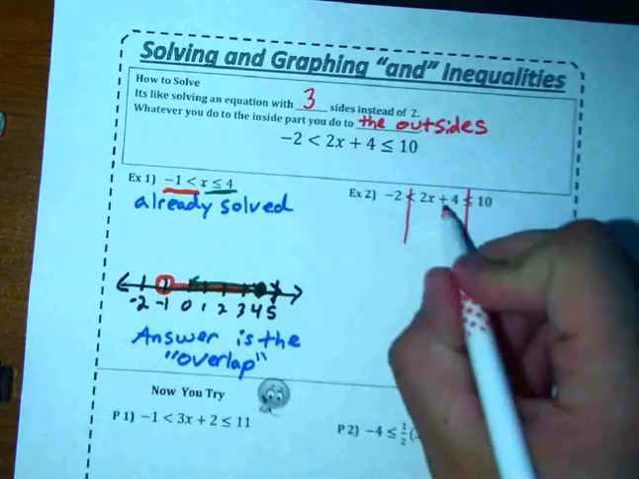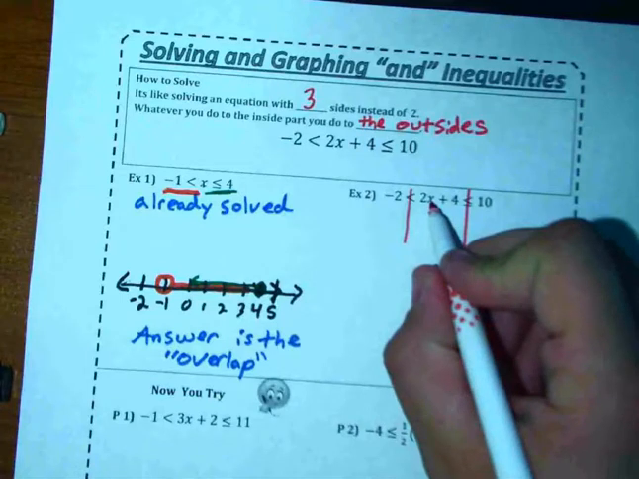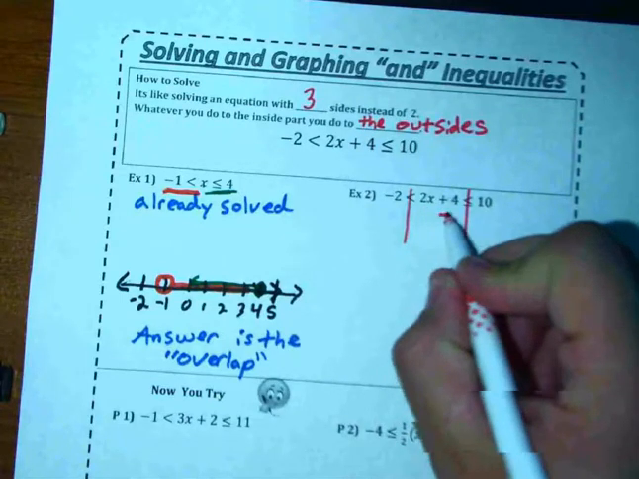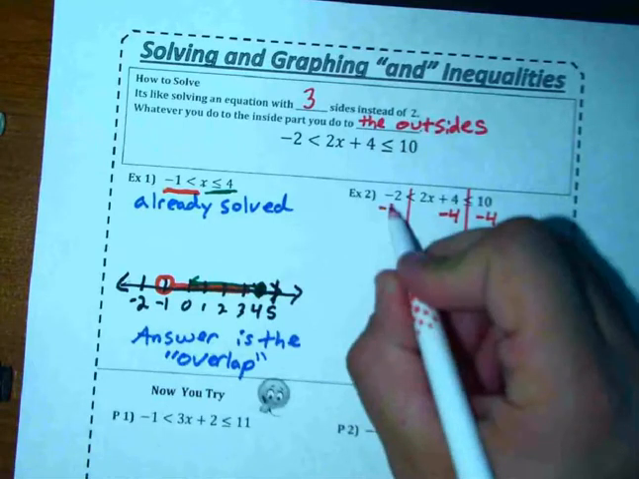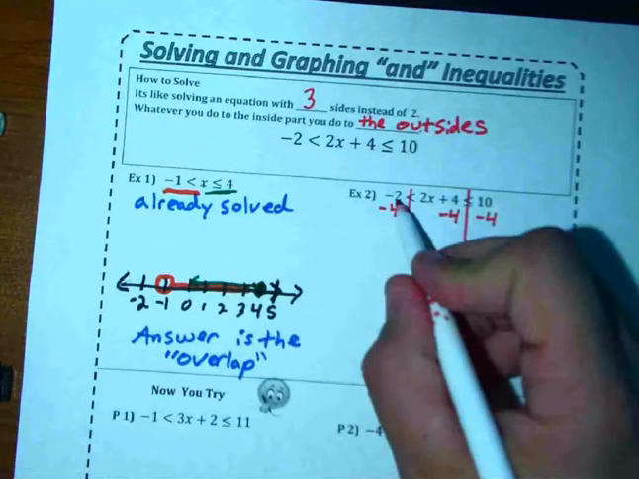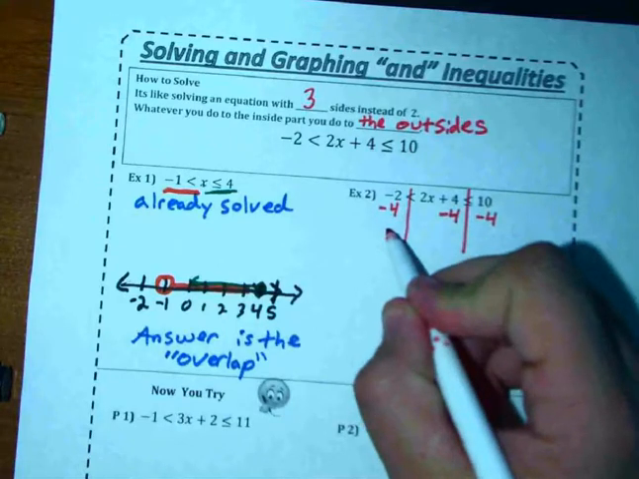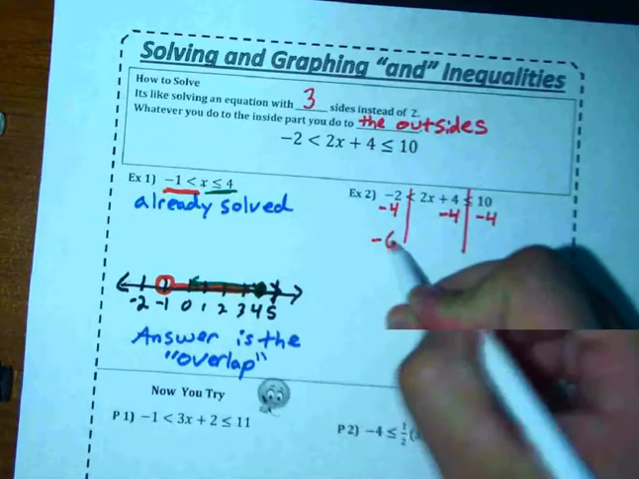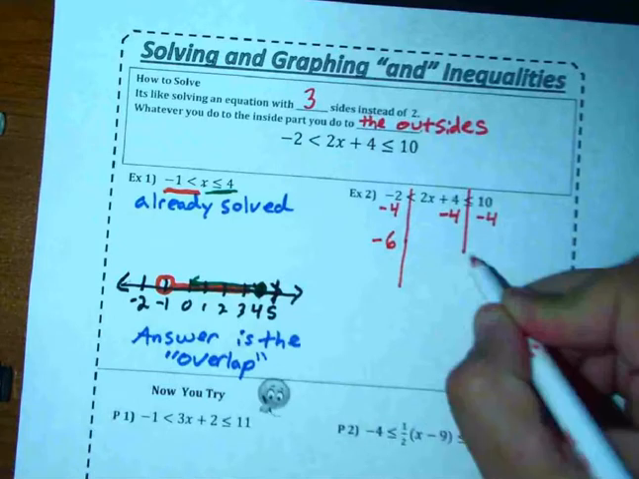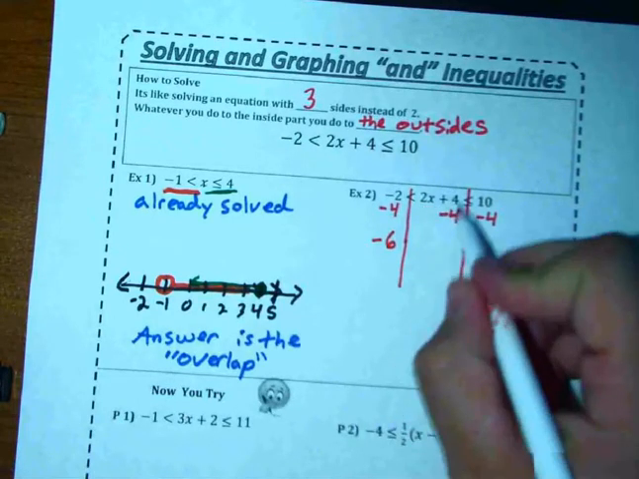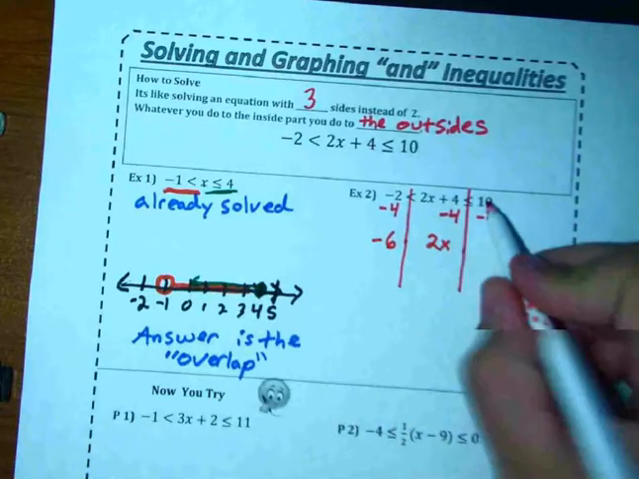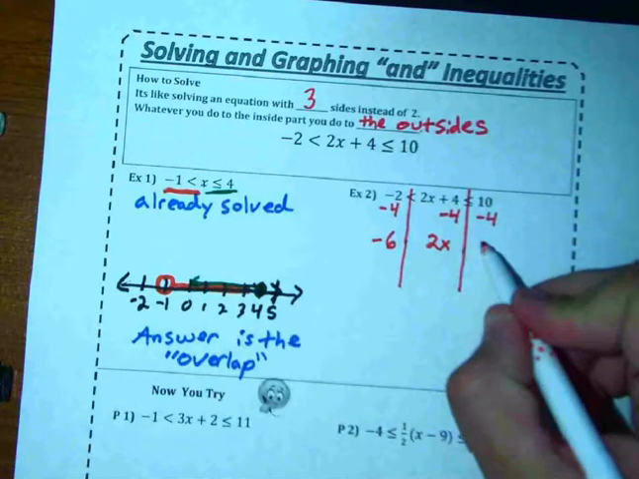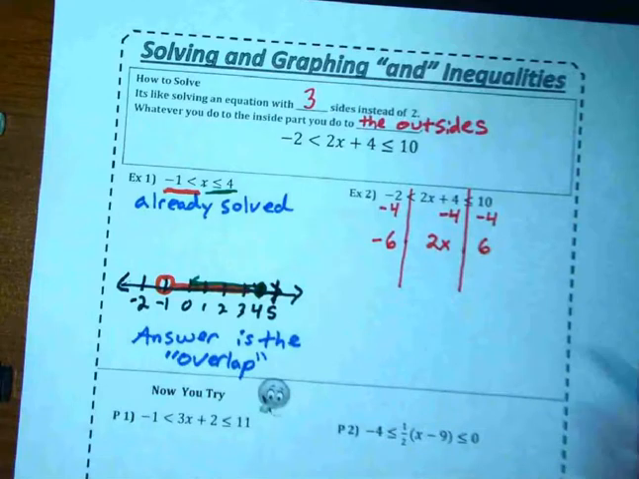So I need to get x by itself. In order to do that, I'm going to start by subtracting 4. I need to subtract 4 from both sides of my inequality now. So this side is negative 2 minus 4 gives me negative 6. The 4 in here cancels with the positive 4, so I'm just left with 2x. And then 10 minus 4 gives me 6. Go ahead and solve this.